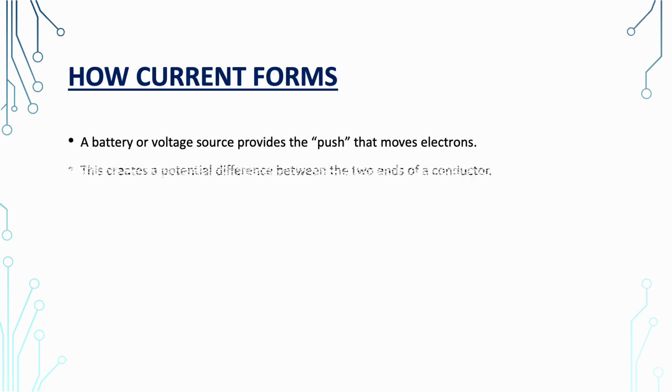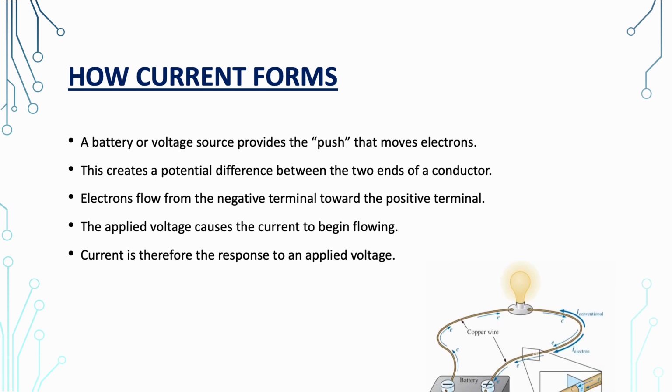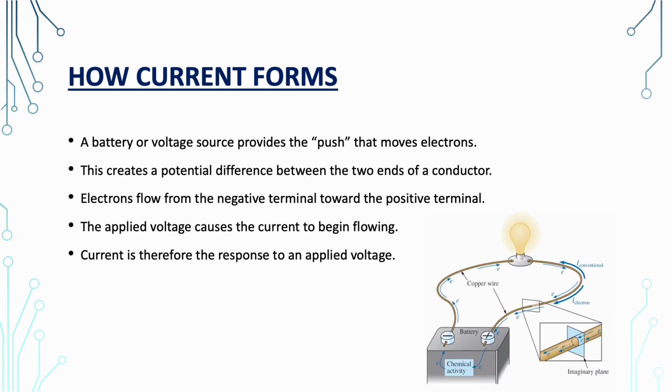For current to exist, there must be a potential difference or voltage. A battery provides this push by placing a positive charge at one end of the conductor and a negative charge at the other. The negative side repels electrons and the positive side attracts them, causing a continuous flow. So voltage is like pressure, and current is the motion that results from this pressure.